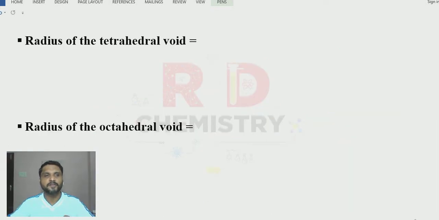Now the question is how to calculate the radius of the tetrahedral void. Now what do we mean by tetrahedral void? If there are three particles like this, we are going to get here the trigonal void. This is a trigonal void. Now this is in 2 dimensions. If I go for 3 dimensions, suppose there is one more particle here covering that void, then this void becomes a tetrahedral void.